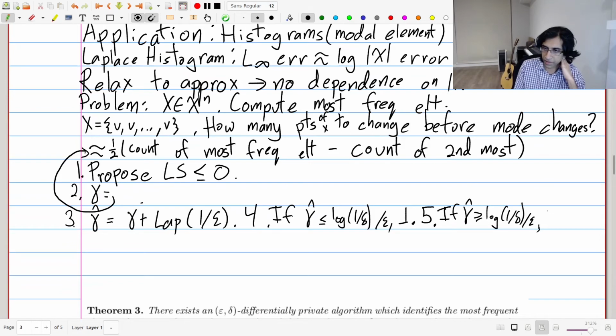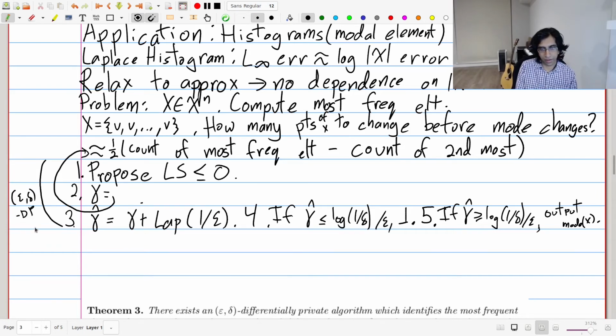So then you just output the mode. It's a little bit surprising because you didn't have to add any noise at all. So it's surprising that you can output it exactly, but hey, if you do the analysis, it works out. So the claim is that this algorithm here is epsilon, delta DP. This is a bit better than before, which was 2 epsilon, delta DP. And the reason is because here we didn't really have to do another instantiation of the Laplace mechanism if we're just going to output the mode without any noise.